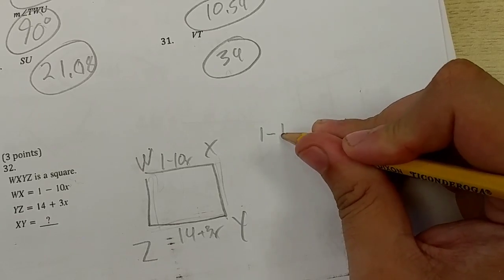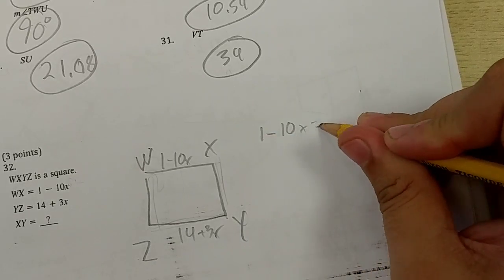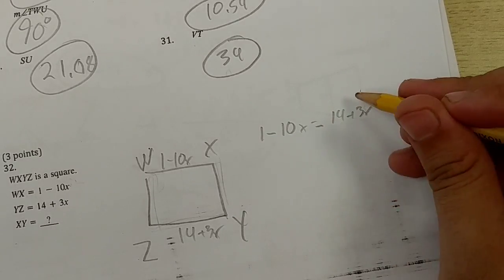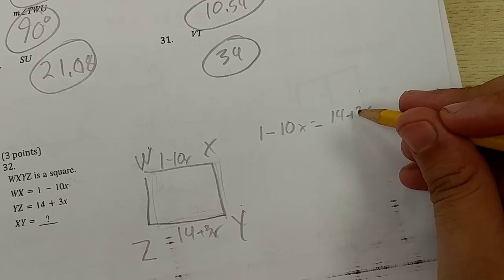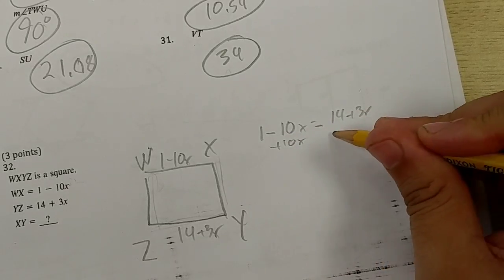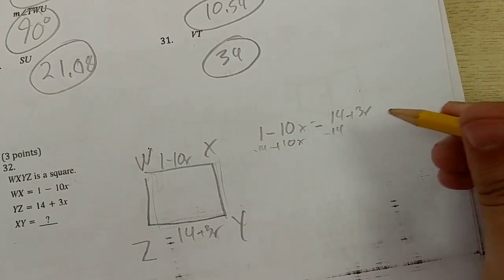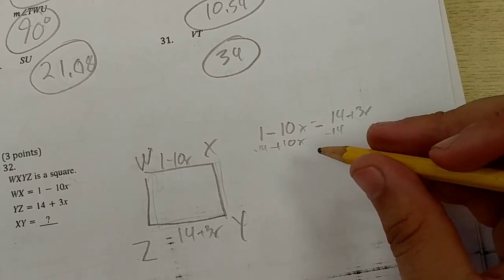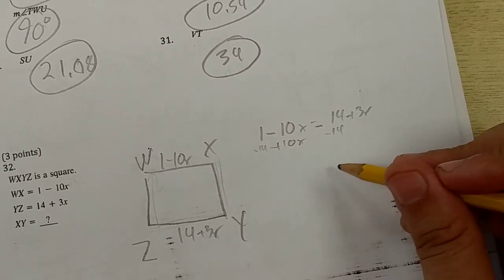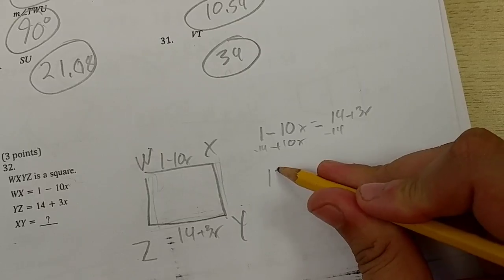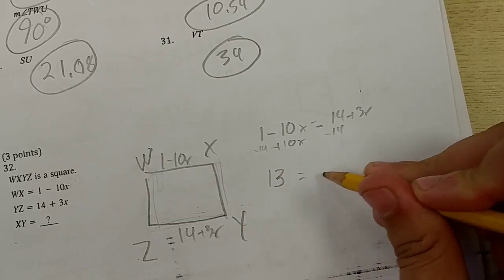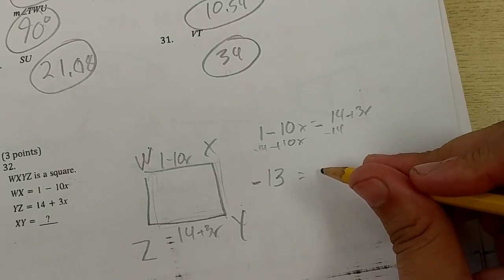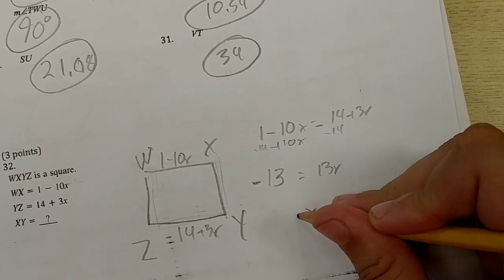So 1 minus 10x equals 14 plus 3x. Am I getting a negative number? No, I shouldn't. So plus 10x, minus 14. Yeah, I'm getting a negative number. Why am I doing that? All right, well, either way. So 1 minus 14 is negative 13, equals 13x. So x equals negative 1.